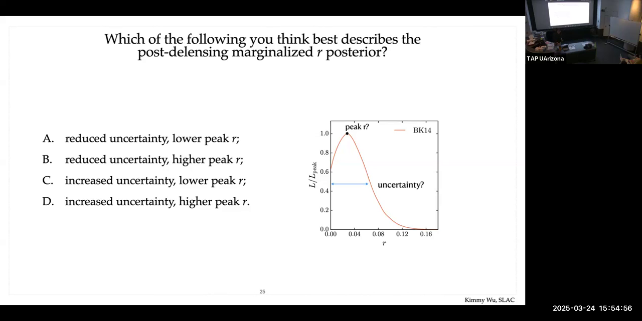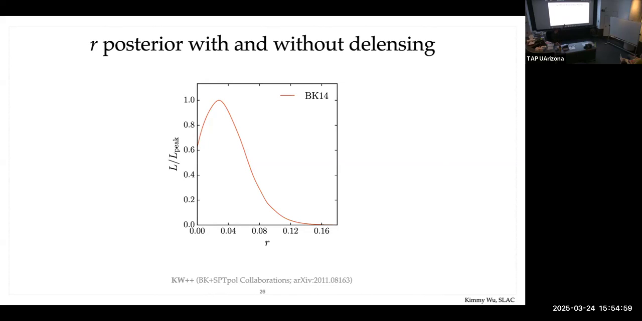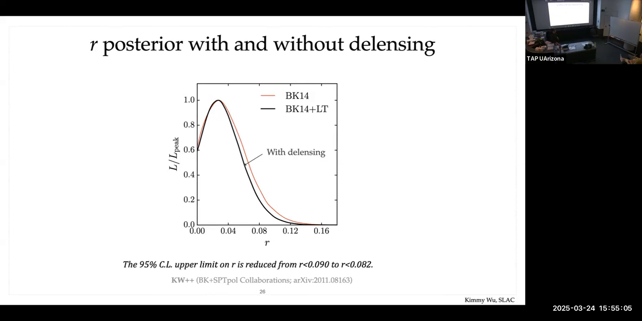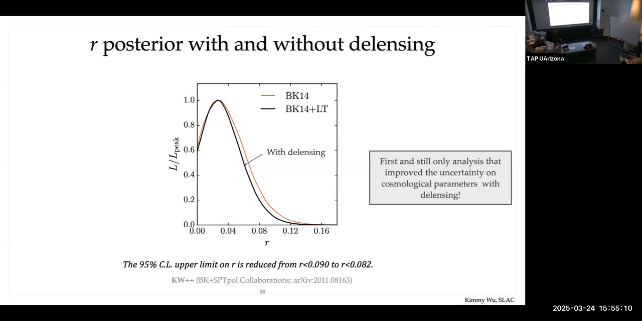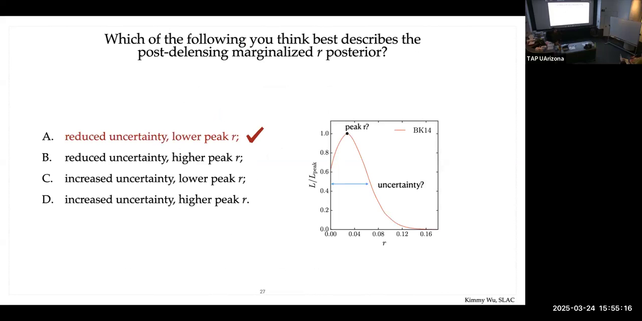So let's find out what the answer is. Okay, this is without delensing. This is with delensing. So the upper limit got shifted down a little bit, about 10%, and this is still, it was the first and still the only analysis that improved uncertainty on cosmological parameters with delensing. So if you're curious what the answer was, it's A. The width of this uncertainty got reduced and the peak actually got shifted down a little bit. From simulations, we find that there's about 30% probability that this data set will get a higher peak r. So you could have been correct if you chose B as well.